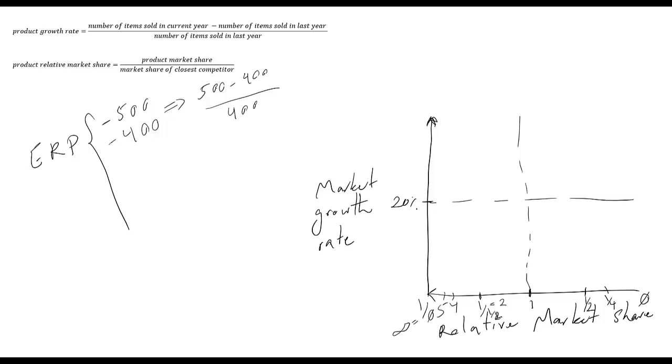And we should write it in percentage format. So it will be 25%. Consider if this is 20%, it will be something around here. That will be 25%.